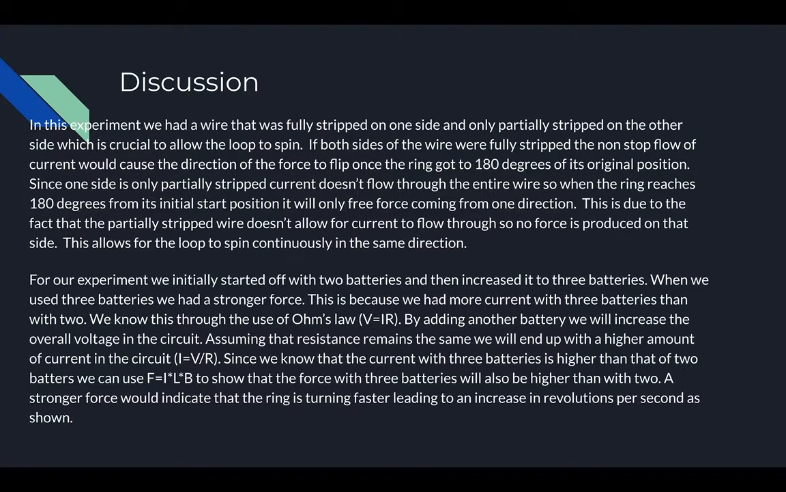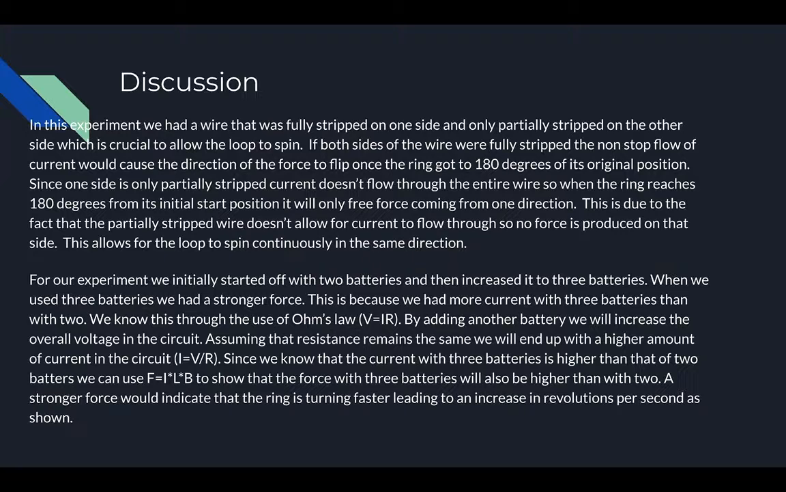In this experiment, we had a wire that was fully stripped on one side and only partially stripped on the other side, which is crucial to allow the loop to spin. If both sides of the wire were fully stripped, the non-stop flow of current would cause the direction of the force to flip once the ring got to 180 degrees of its original position. Since one side is only partially stripped, current stops and doesn't flow through the entire wire, so when the ring reaches 180 degrees from its initial start position, it will only feel force coming from one direction. This is due to the fact that the partially stripped wire doesn't allow current to flow through, so there's no force coming from that side.